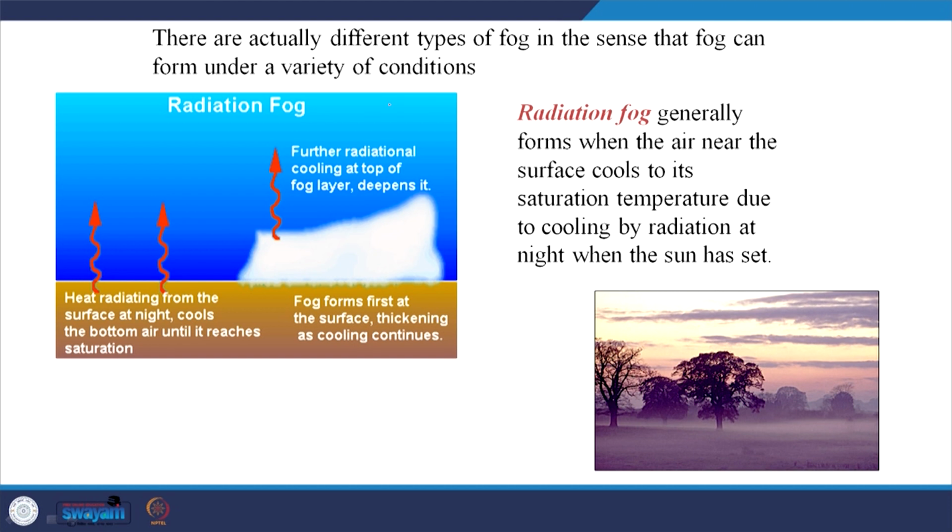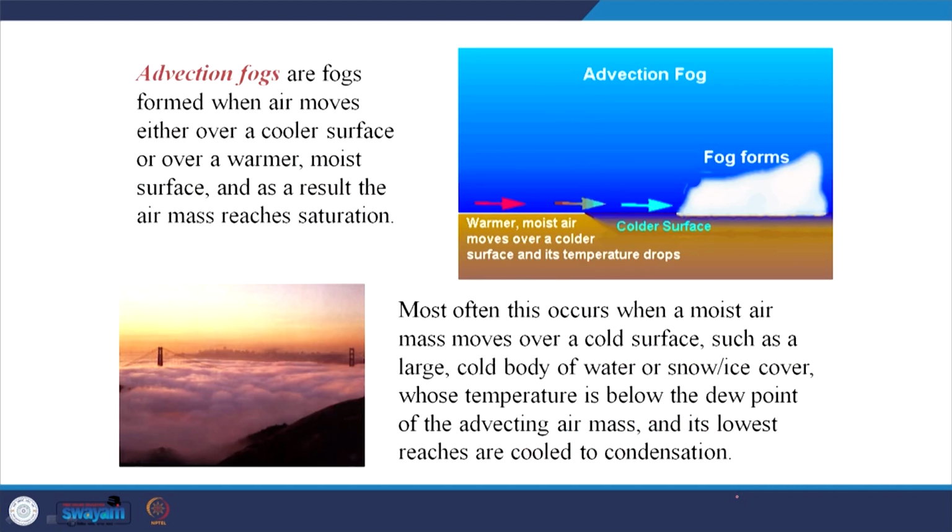This type of cloud that's formed due to radiation is called radiation fog. It generally forms when the air near the surface cools to its saturation temperature due to cooling by radiation at night when the sun has set. Okay, so you must have seen this type of fog nearer the surface, near the ground, but the thickening happens as it radiates more and more heat out, right.